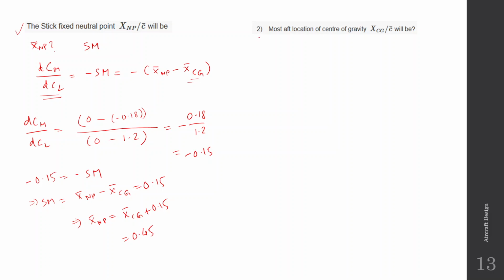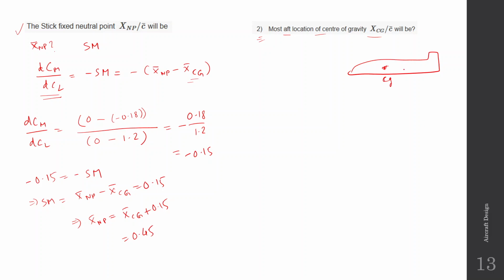Okay, now the second question. The second question is: what is the most apt location of xcg? If this is the aircraft and this is the CG, how far back can the CG be placed? Of course, to create a stable aircraft.